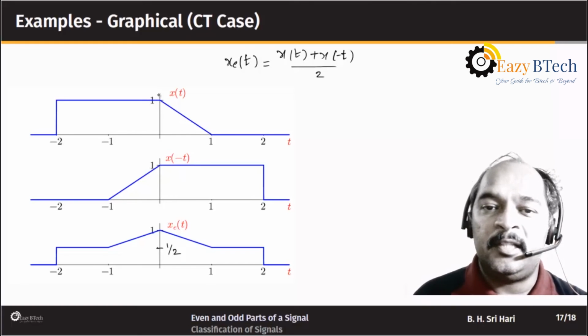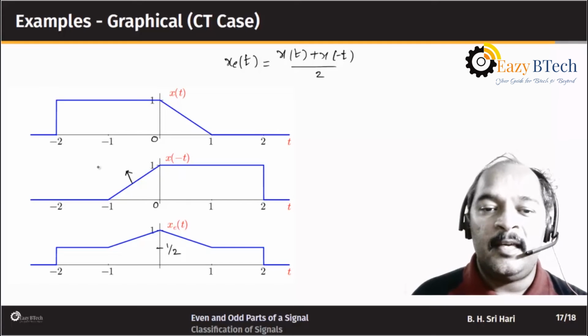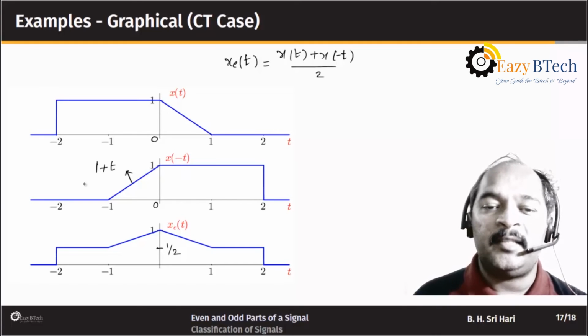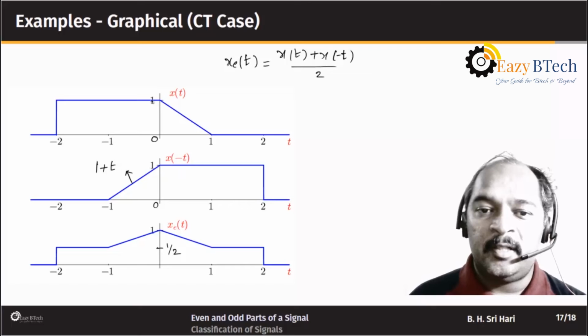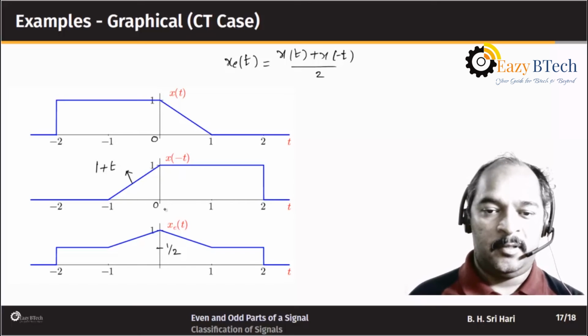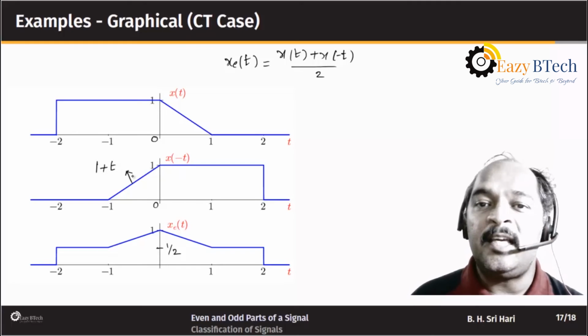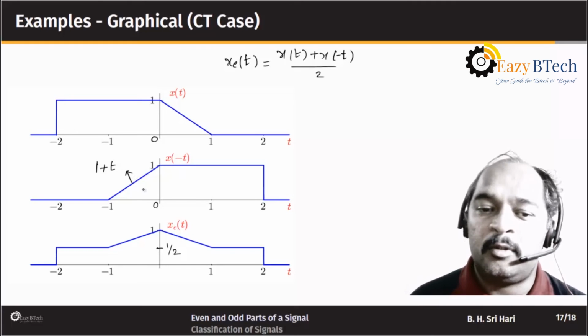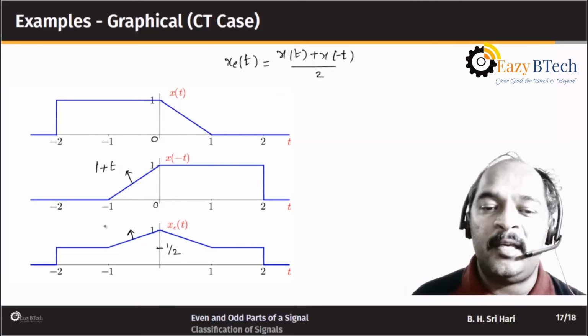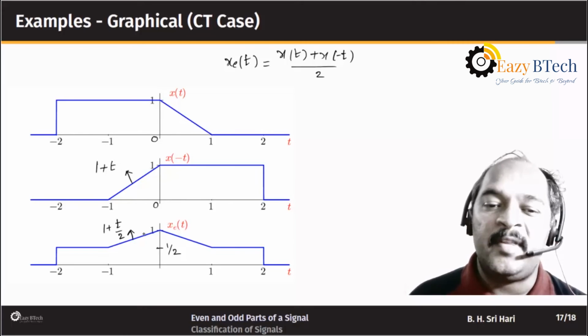From minus 1 to 0, the x of t value is 1, but from minus 1 to 0, what is the value of x of minus t? We can easily see that the equation of that line would be 1 plus t. So from minus 1 to 0, this is 1, and this is 1 plus t. So you get 1 plus 1 plus t, which is nothing but 2 plus t, and then you have to divide by 2. So 2 plus t by 2 would be equal to 1 plus t by 2. So that would be the equation of that line.